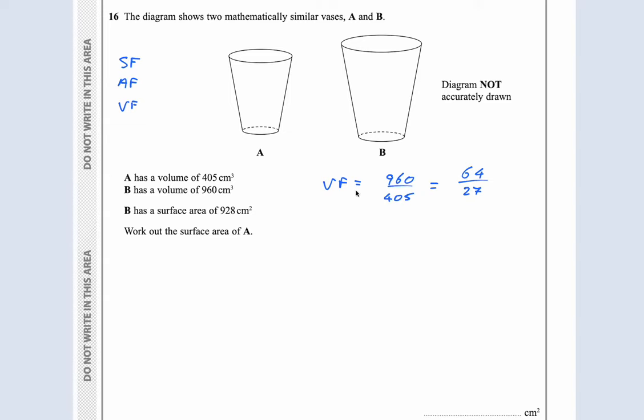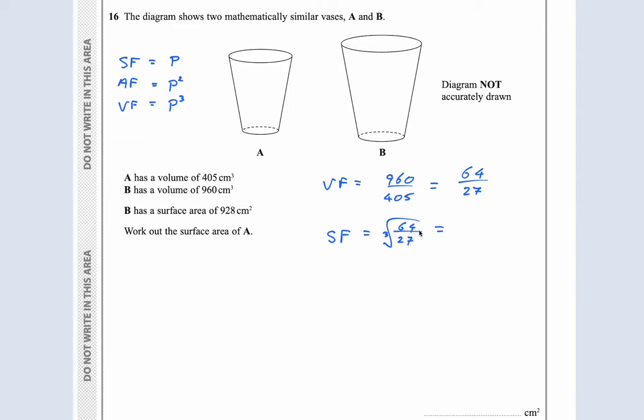Now, once I have the volume factor, I can't go straight from volume factor to area factor. I have to get the scale factor. So the scale factor is the cube root of this. Because if you remember, if you get the scale factor, and let's just say it's p, then the area factor is p squared and the volume factor is p cubed. So now if I have the volume factor and I want to go back to the scale factor, I need to get the cube root of 64 over 27.